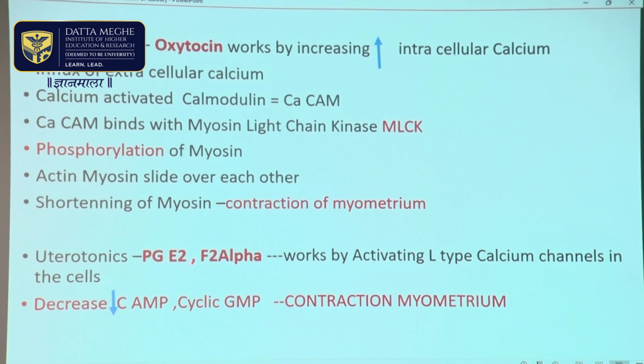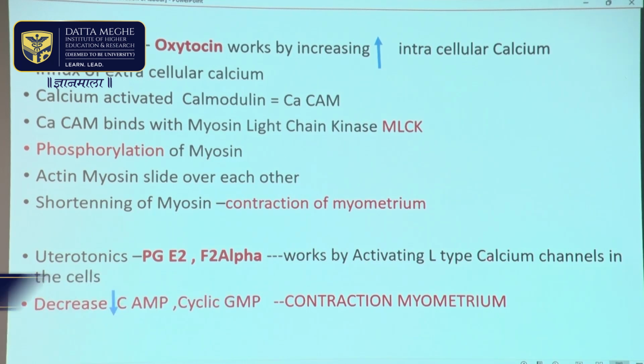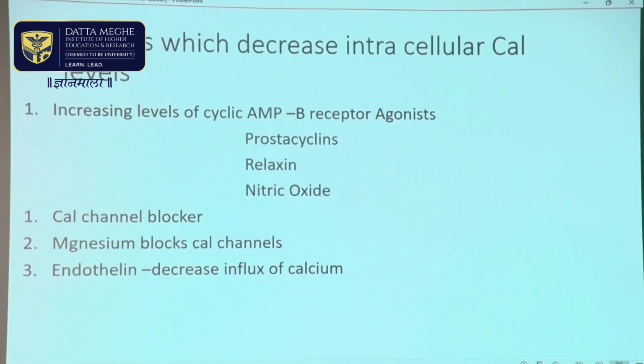Now the uterotonics prostaglandin E2 and F2 alpha. Oxytocin works by increasing intracellular calcium level. However, prostaglandin E2 and F2 alpha work by activating L-type calcium channels in the cells. They decrease cyclic AMP and cyclic GMP, which causes contraction of the myometrium. This is how there is effective myometrial contraction with the labor pains.